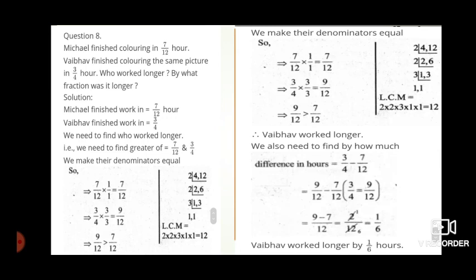So who did more work? Vaibhav worked for a longer time. And by how much fraction he worked longer, we just subtract 9 by 12 minus 7 by 12. Denominators are the same, so numerators 9 minus 7, 2 by 12. 2 by 12 is nothing but, 2 1s are 2, 2 6s are 12, that is 1 by 6. So Vaibhav worked longer by 1 by 6 hours.